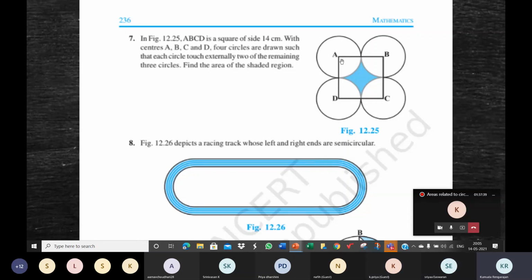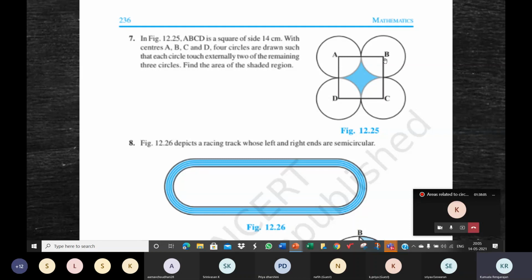Earlier we came across a situation where the diameter was 7 and the radius 7 by 2. So be careful. From here to here is 14 centimeters, so it should be 7. From here to here is 7 and from here to here is 7, which means the radius of each circle is 7 centimeters.